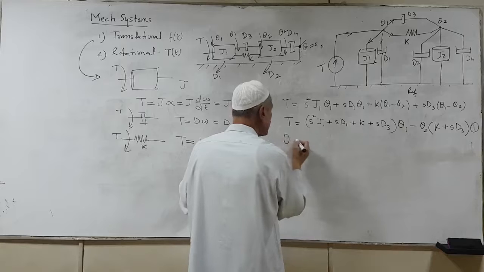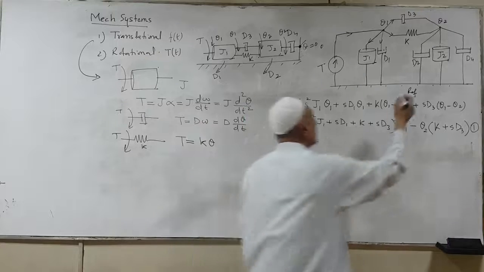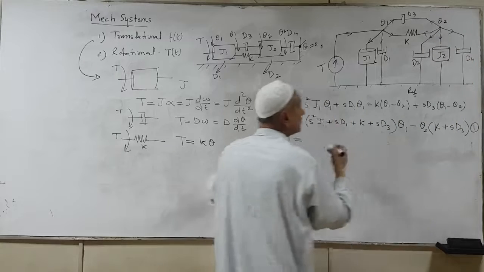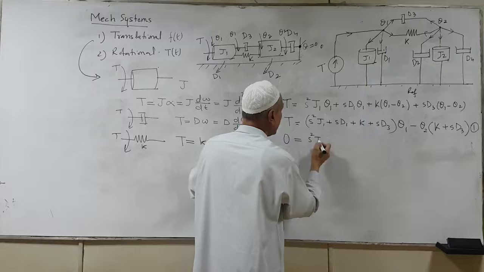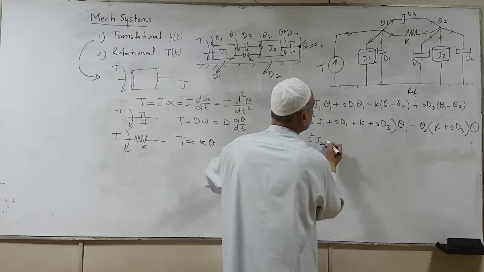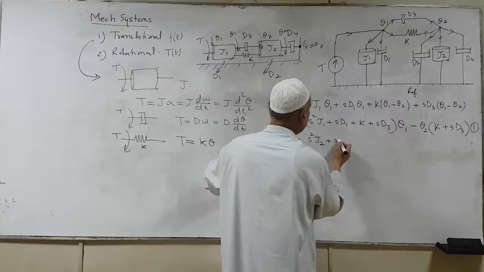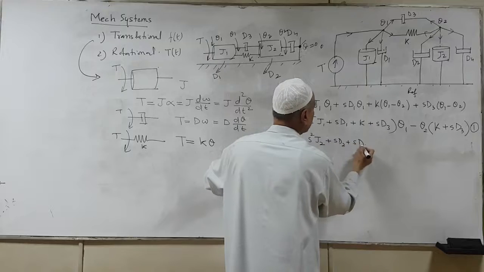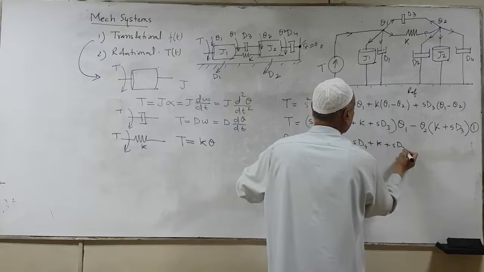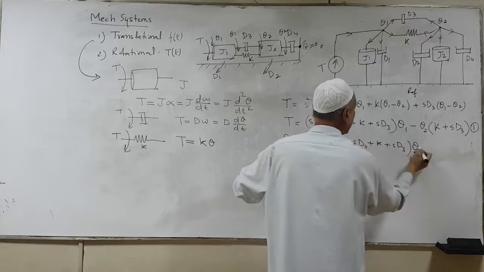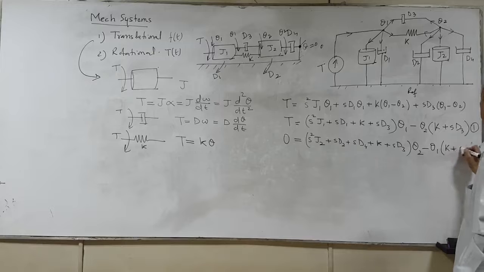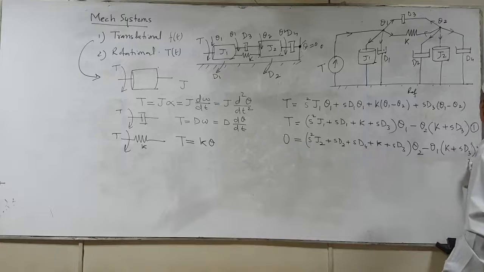In that case the source torque is 0, and then we have all the torques which are acting as a transmitted torque. So again we go directly to S domain. We have S squared J2, and I'll just collect all the terms together in one step. So we have S D2 and we have S D4 plus K plus S D3. Now that is multiplied by theta 2 minus theta 1, and it will simply be this quantity. So this is equation 2.